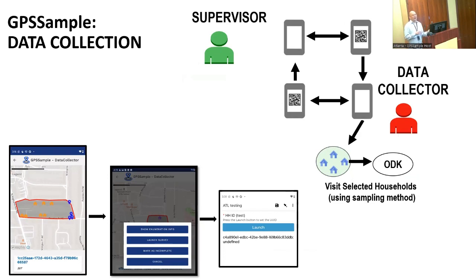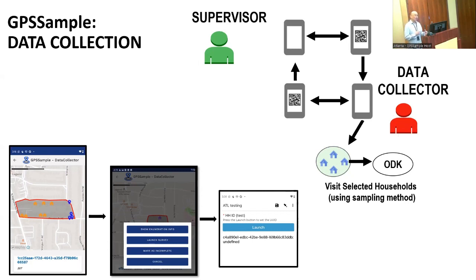So what the app allows us to do is bounce out of the app and go into a survey tool like ODK, and we mark which survey is from which household that you selected inside of GPSSample, so you can tie the survey you conducted to the household that was selected inside the app after you've collected all the data back. Once you're done with that, you return back to the supervisor.